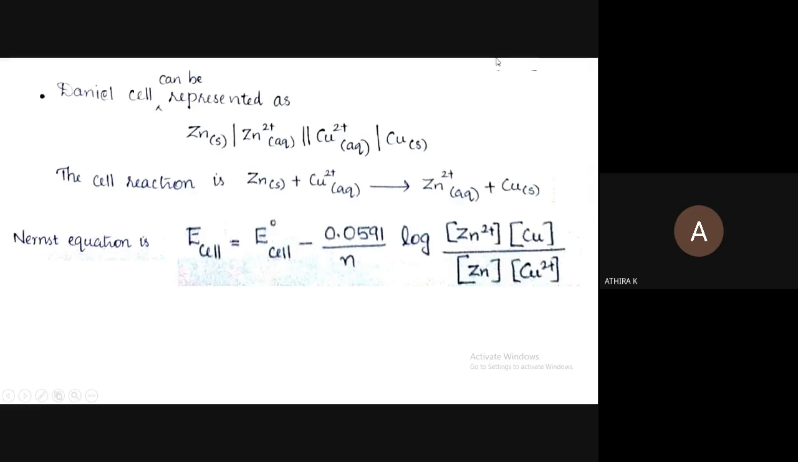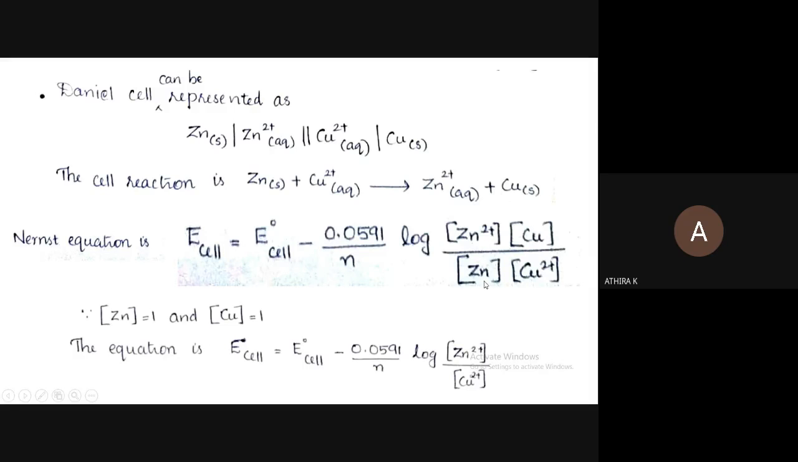Then what about this concentration of copper? Concentration of copper that exists in the solid state, concentration of copper and concentration of zinc. We know we are taking concentration of zinc and concentration of copper as unity. So log 1 is equal to 0. Then our equation will be changed into this form. E cell equal to E0 cell minus 0.0591 divided by N log concentration of Zn2 plus divided by concentration of Cu2 plus. This is the Nernst equation for Daniell cell.